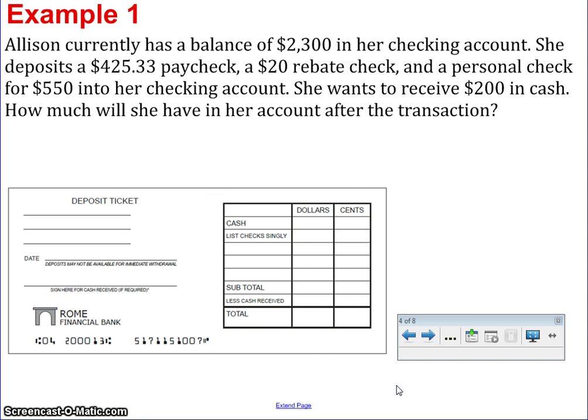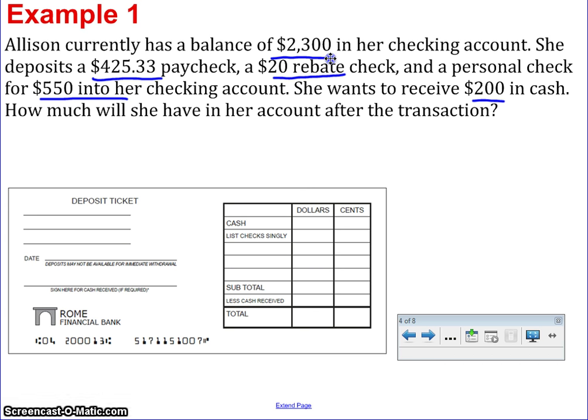So let's get started. For example 1, it says Allison currently has a balance of $2,300 in her checking account. She deposits a $425.33 paycheck, a $20 rebate check, and a personal check for $550 into her checking account. She wants to receive $200 in cash. How much will she have in her account after the transaction?